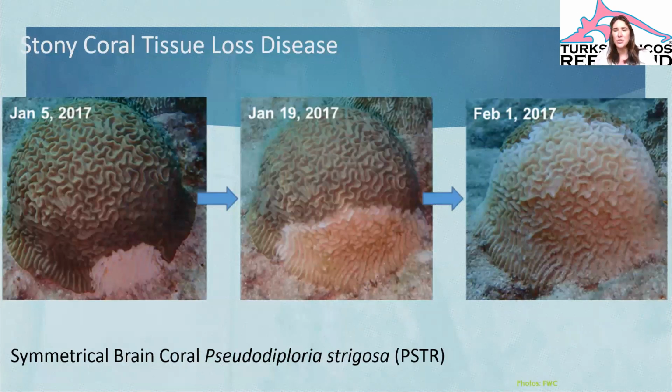So here, these are images from Florida, and you can see that a symmetrical brain coral, Pseudodiploria strigosa, within less than a month, half of that colony has already been taken. So how quickly a colony dies varies, but in some cases, once a coral is infected, the disease spreads so quickly that the coral can die in as little as a few weeks. To be honest, I've seen corals here go within a few days, depending on their susceptibility, and then, you know, every species, every specific colony is different. Like in humans, some will succumb faster than others.